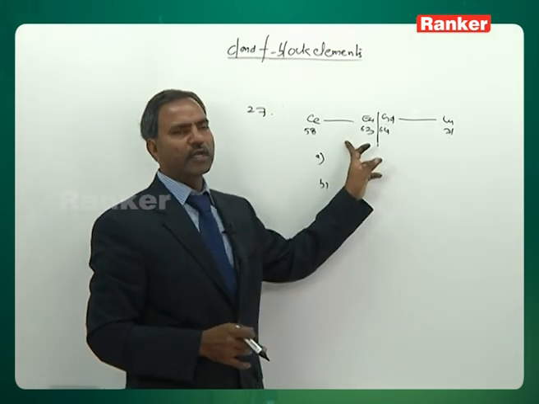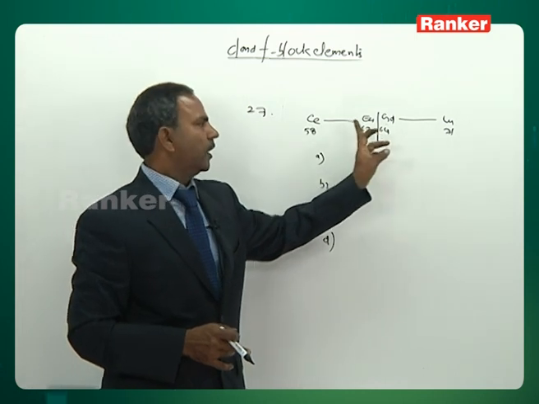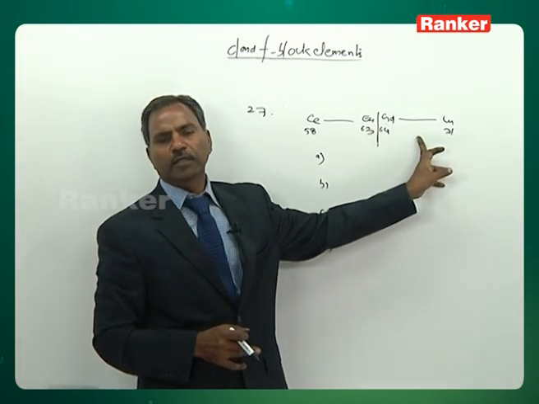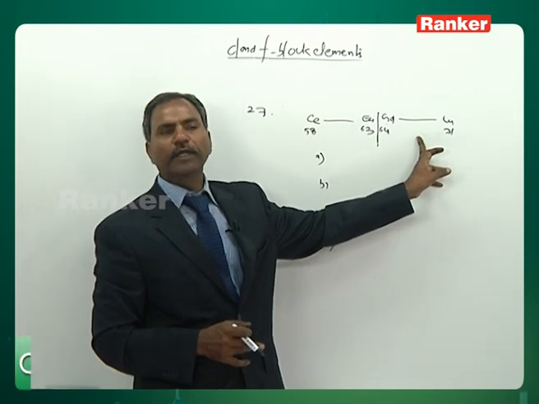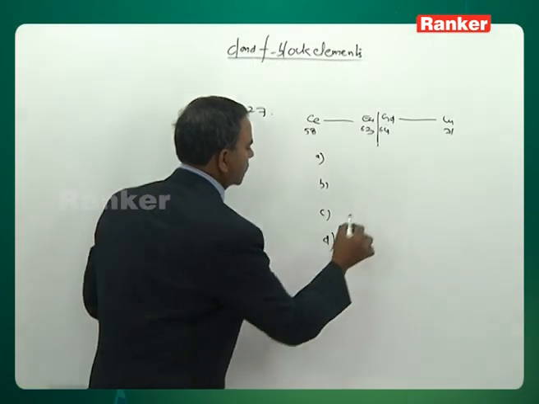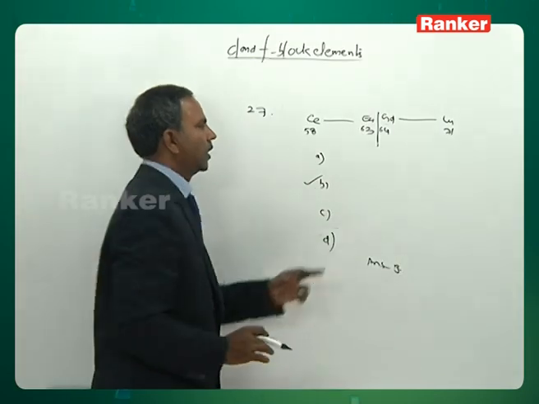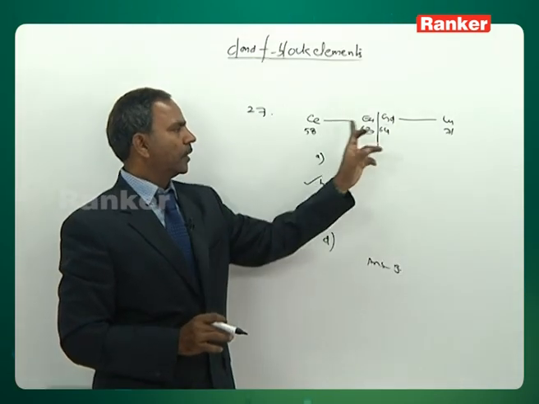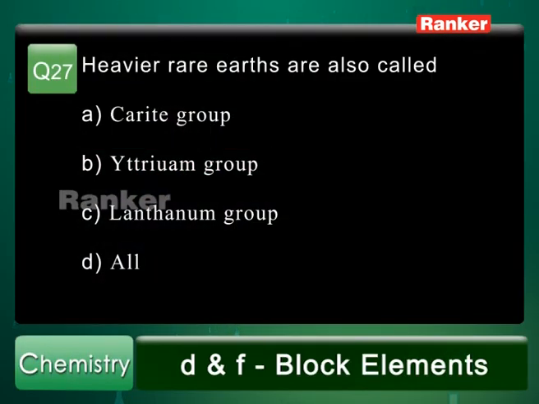The lighter lanthanides are generally known as the cerite group of elements. And the second half of elements, the heavier lanthanides, what are these known as? The yttrium group of elements. We call them yttrium group. But what is the question there? Heavier rare earths are also called as yttrium group. So the answer comes to be B. Option B is correct. Heavier rare earths: yttrium group; lighter rare earths: cerite group. So this is the answer to this one.